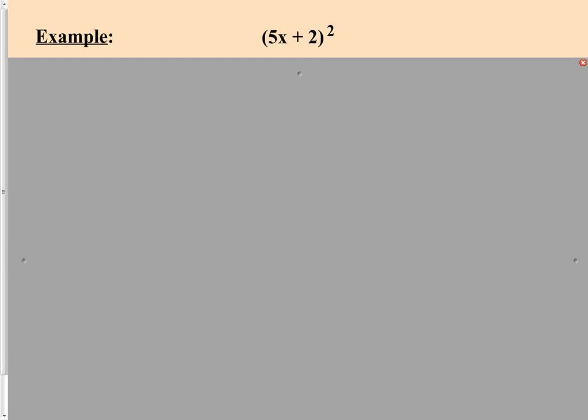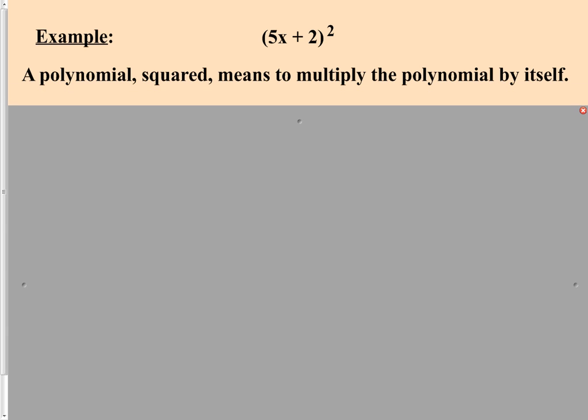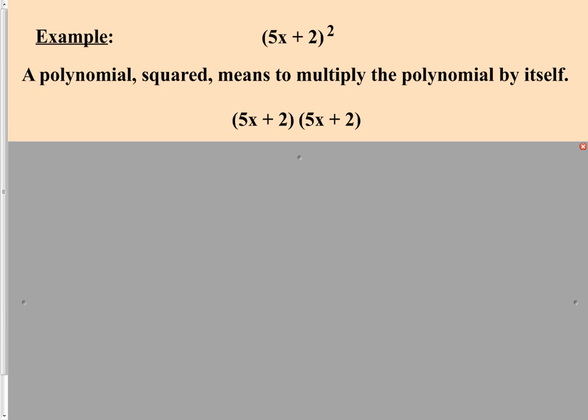All right. Just a little bit of a different format here, not any real different math. We have 5x plus 2, and the quantity is squared. Well, always keep in mind, what does it mean to square anything? To square anything means to multiply that thing times itself. So when you see 5x plus 2 and the parentheses are squared, that does not mean that the 5x is squared and the 2 is squared. That means that 5x plus 2 needs to be multiplied by itself. So a polynomial squared means to multiply the polynomial by itself. So we've got 5x plus 2 times 5x plus 2.